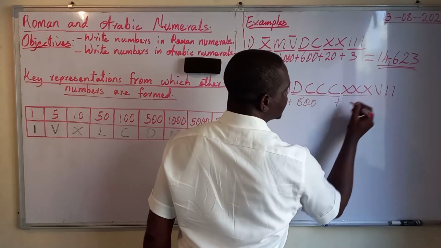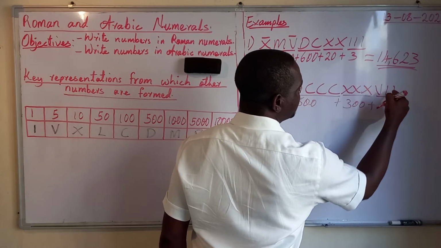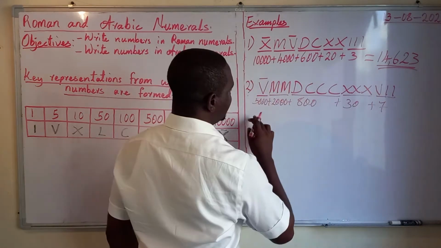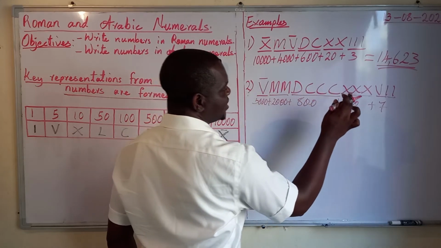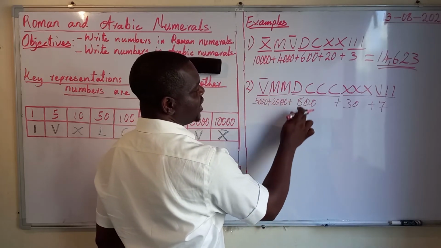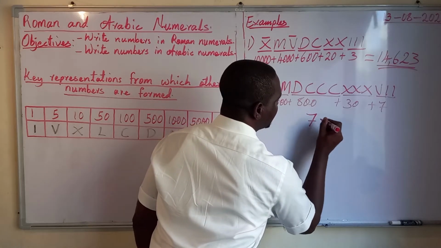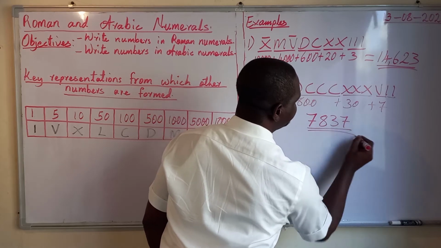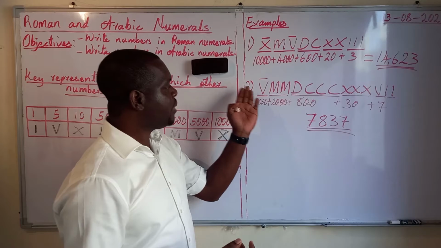Plus XXX will give us 30. VII will give us 5 plus 2, that's 7. And this, if you add all together, you have 5,000, 2,000, 800, 30, 7, which is 7,837.